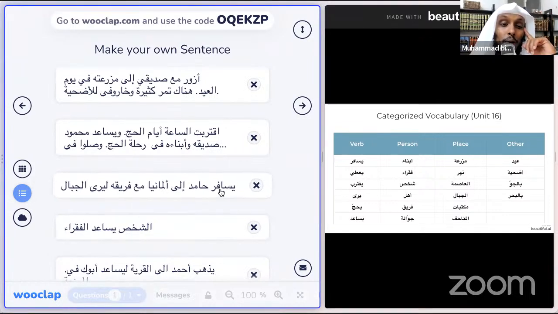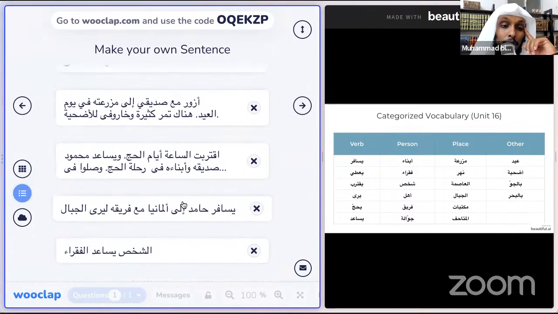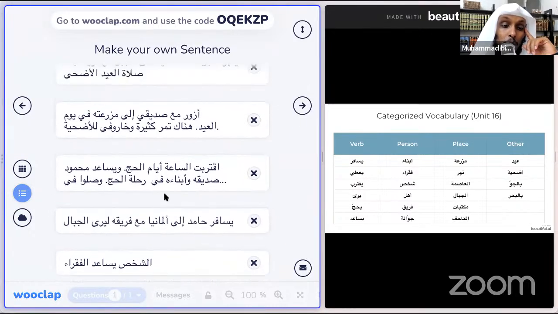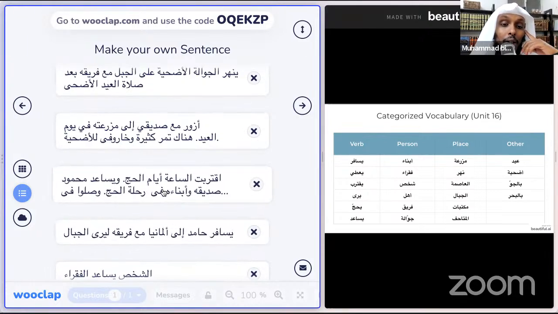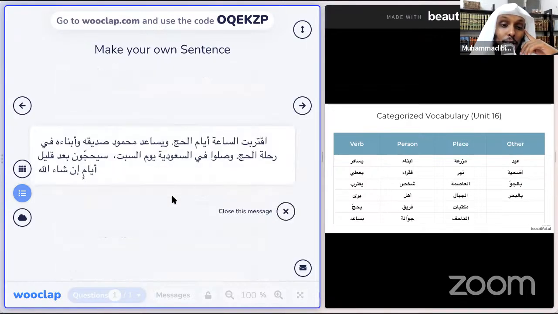يسافر حامد إلى ألمانيا مع فريقه ليرى الجبال. مع فريقه, with his group. Even that sounds a bit vague as well, but it's fine. فريقه, فريق what? Football team? Which team? طيب. اقتربت الساعة أيام الحج.